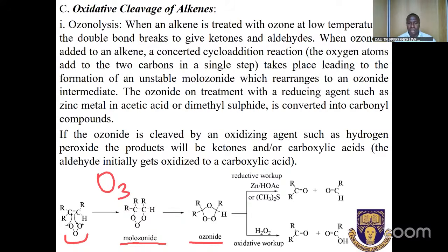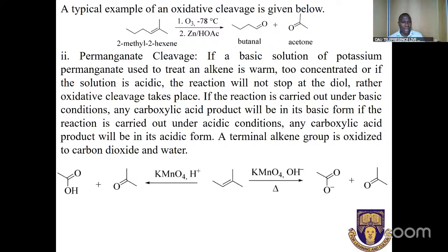So you have two ways of finishing up that reaction. One will give you a ketone and an aldehyde, while the other will give you a ketone and a carboxylic acid. The basic idea is that the aldehyde produced in the other case gets oxidized to carboxylic acid. I'm sure some of you know that already, that you can oxidize an aldehyde to a carboxylic acid.